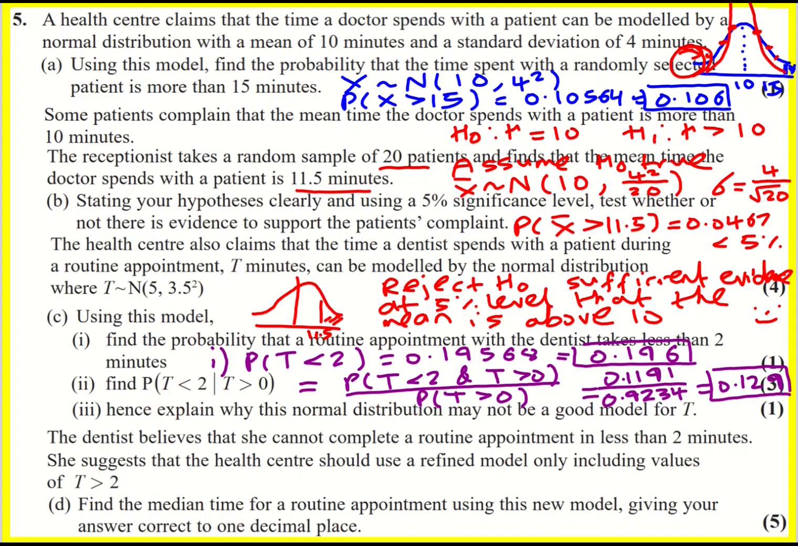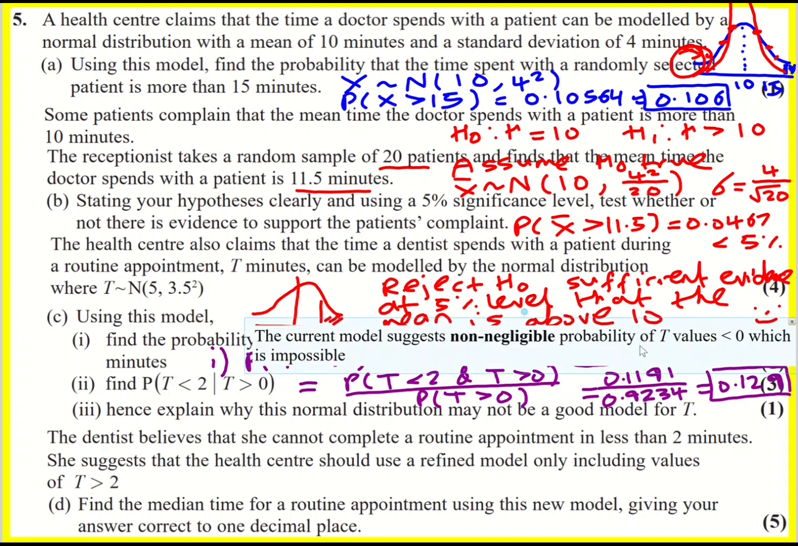Let's explain why this normal distribution may not be a good model for t. So the appointment time must be positive, and therefore for the normal distribution to be a good model, the answers for part 1 and 2 should actually match. The probability that t is less than 2 should be the same as the probability that t is less than 2 given that it's greater than 0, because we know that it is greater than 0. And they don't match very well at all. I wouldn't say it's double, but it's about 50% more. So a significant part of the distribution is going to lie in the negative time region. And that means it may not be a good model.